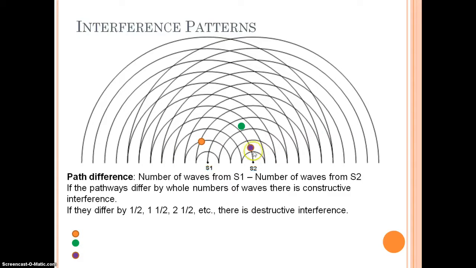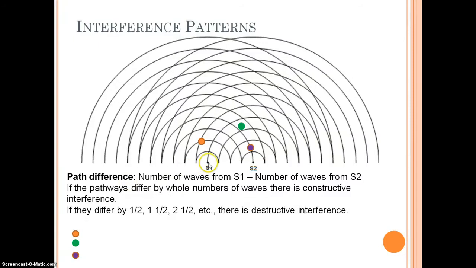Now if I look at the purple one, it's on a crest coming from S1 and a trough coming from S2. So crest, trough, that means it's going to be destructive interference. Just by looking at the wave parts, you can tell if it's constructive or destructive interference. But another thing that we'll look at here is the path difference. We'll do calculations with the path difference in the next video, but we can look at basically what it is. We're going to look at the difference in the number of waves if I start at S1 or if I start at S2.